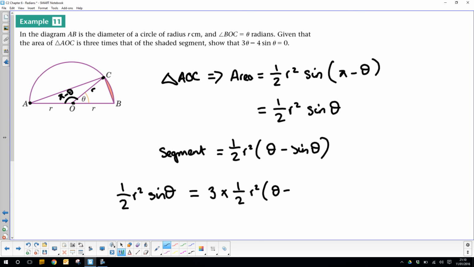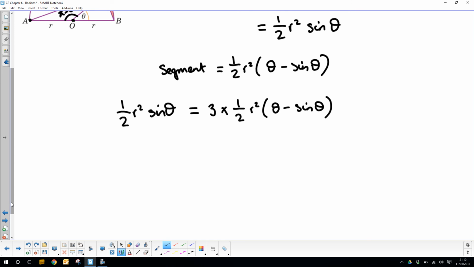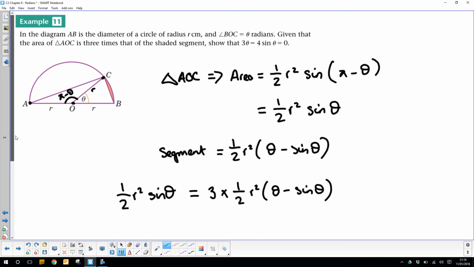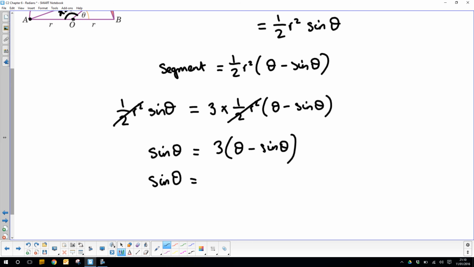Okay, we've got an equation formed, and you can bet your bottom dollar if we rearrange this equation properly, we should be able to end up with 3 theta minus 4 sine theta equals 0. So let's have a look and see if we can do that without any mistakes. Well, the first thing we can do is divide both sides by a half r squared. If we do that, they disappear, and that makes life a bit easier to begin with. So we're left with sine theta equals 3 lots of theta minus sine theta. Then if we expand the bracket, we get sine theta equals 3 theta minus 3 sine theta.